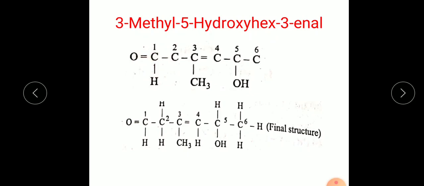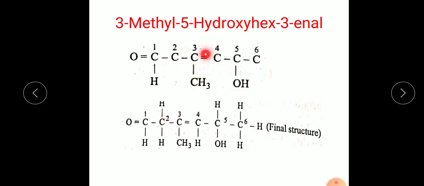Now the last thing is that we need to satisfy the valency of carbon. The carbon has valency 4, so we need to satisfy it by adding hydrogen. Remember that a carbon has only 4 bonds. Say, for example, in the first case there is no need of adding hydrogen because it has formed 4 bonds: 2, 3, 4. But here we have got only 2 bonds, so 2 hydrogens get added.